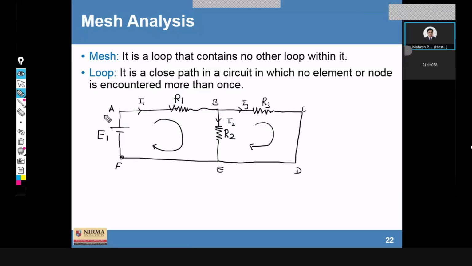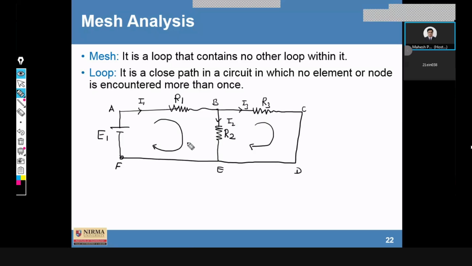Fine. Okay. Now what about ABCDEF? If I consider that circuit path ABCDEF, then this is considered as mesh. Am I right? No, sir, it's a loop. It's a loop because in this circuit path there is one more loop inside. Fine. And that is why we cannot consider it as mesh.